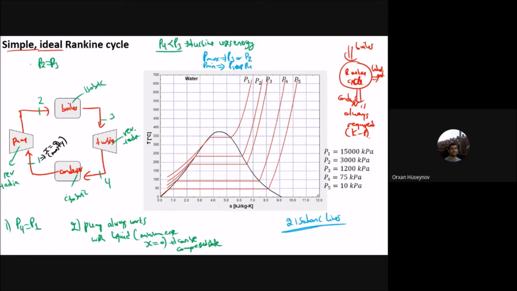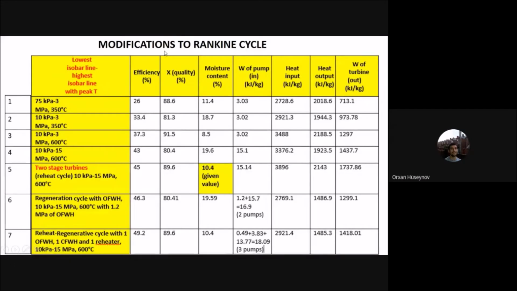You are taking the start as the inlet for the pump, as x is 0. Okay, now I'm going to show the values on the TS diagram, but before showing it, let me start with the modifications to the Rankine cycle. So the first thing is the simple ideal one. This one is the start point, and this one is the simple and ideal one. All of them are the simple ideal one, but this is the start.